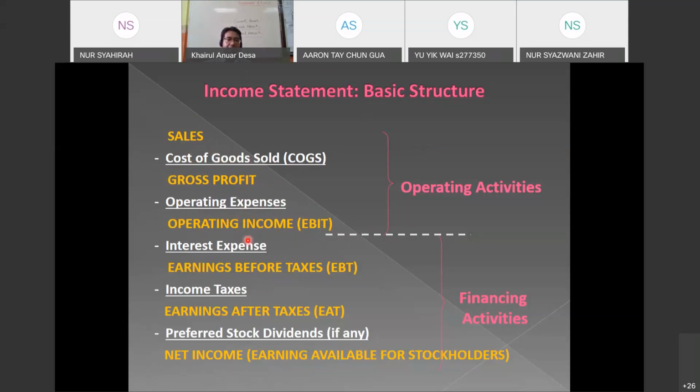And then minus interest, kita dapat EBT. And minus tax, kita dapat EAT. And then preferred stock dividend. Some of the company have the preferred stock, some company don't. Okay, ini dia punya calculation atau the kaedah, the technique, how we generate gross profit, sales, operating income, and EBIT.